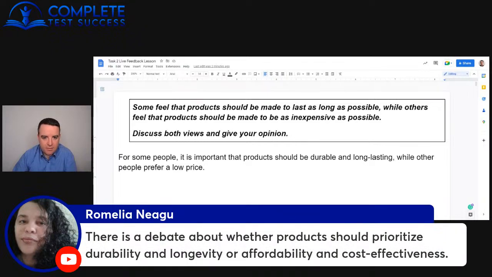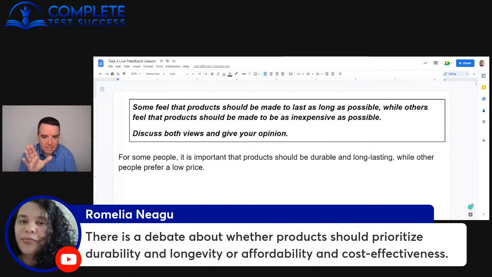Romalia, there is a debate about whether products should prioritize. So the products wouldn't prioritize. To prioritize is an active thing. So it would be the people who make the products. They would be the ones who prioritize it. So it should be perhaps like manufacturers. There is a debate about whether manufacturers should prioritize durability and longevity, or affordability and cost effectiveness.